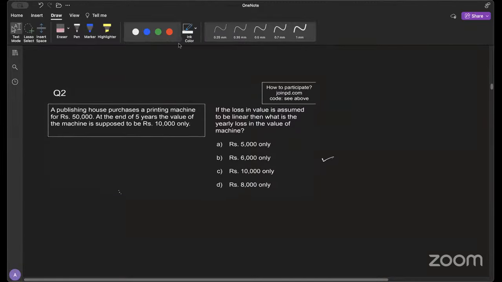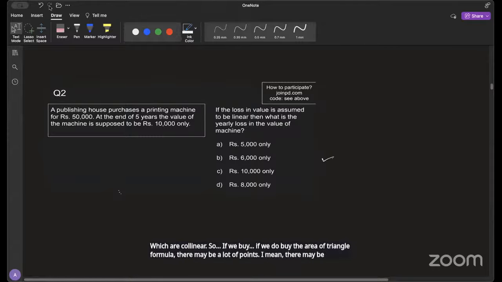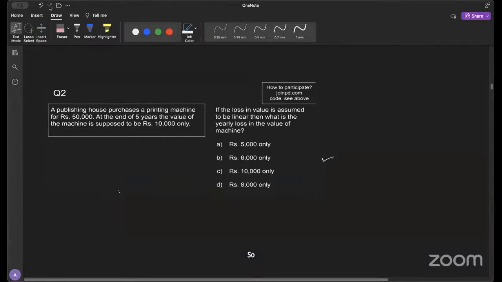Ma'am, through the area of triangle, I think it's correct because you can get infinite number of points that may be on the line that could have area 0, I guess. Ma'am, I am saying on the line there are infinite points which are collinear. So if we do by the area of triangle formula, there may be a lot of solutions to it. There are always going to be a lot of solutions because there are an infinite number of points on a line, and infinite points would give you the area. It's the same thing. The area method and the line method eventually give you the same thing. There's no difference.